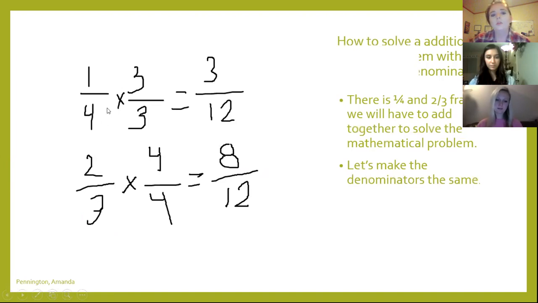So with 1/4, we're going to multiply by the denominator of the other fraction, which is 3, and we're going to do that to the top and the bottom of the fraction. We're going to go straight across, so 1 times 3 equals 3, and 4 times 3 equals 12. Then 2/3 times 4, which is the denominator from the other fraction. Going straight across, multiplying, we get 2 times 4 equals 8, and 3 times 4 equals 12. So now we're going to add the 3 and the 8 together, and that's going to give us 11/12.